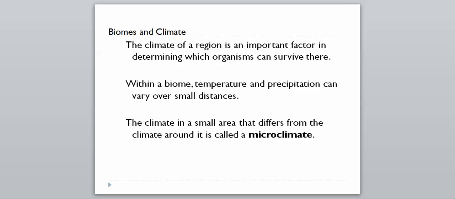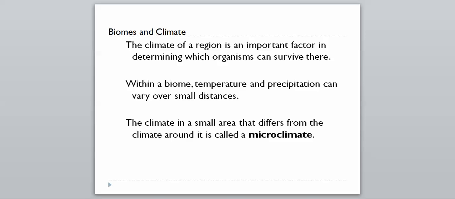And then the climate of a region is a very important factor in determining which organisms can survive where. Going off what I just said, you have to have a certain climate for certain organisms to survive. And within a biome, temperature and precipitation can vary over small distances. So even though we are within one biome, the temperature and precipitation can be different in two areas of the same biome. And the climate in that small area that differs from the climate around it is called a microclimate.